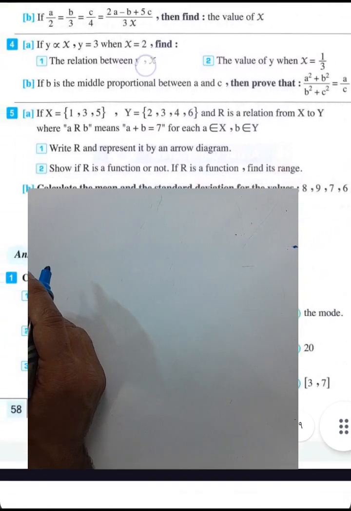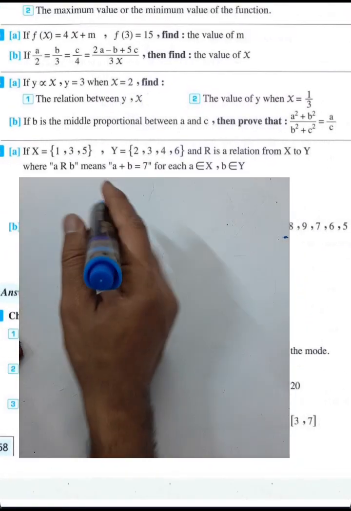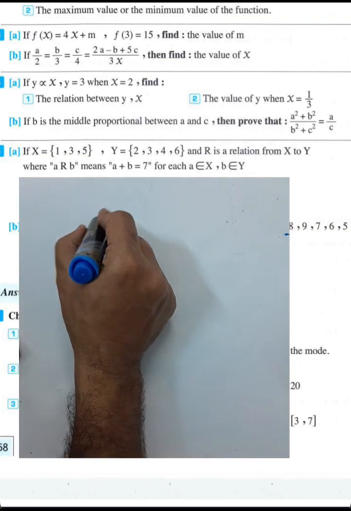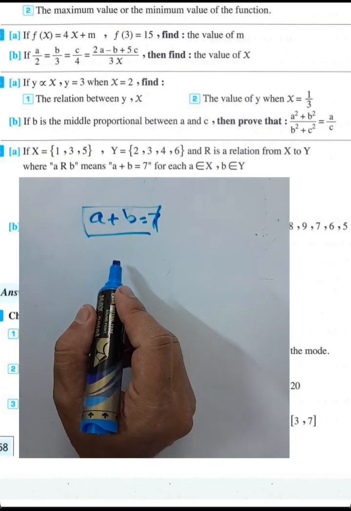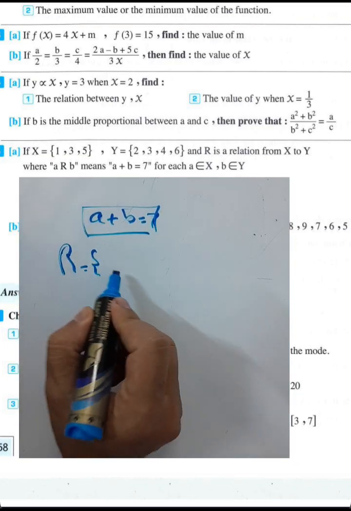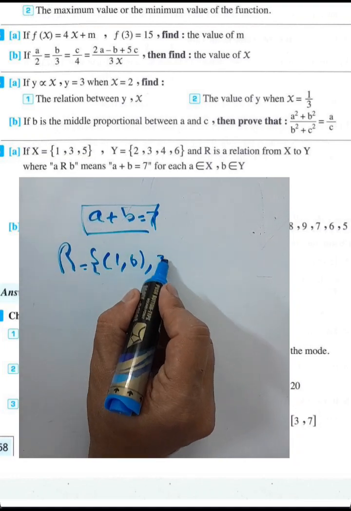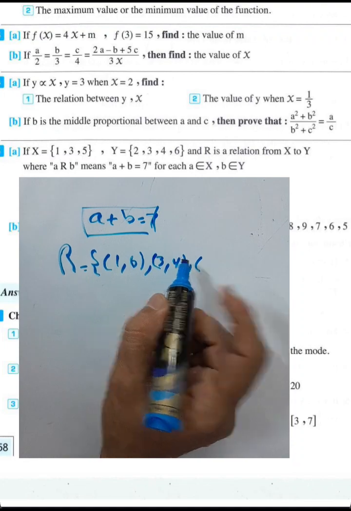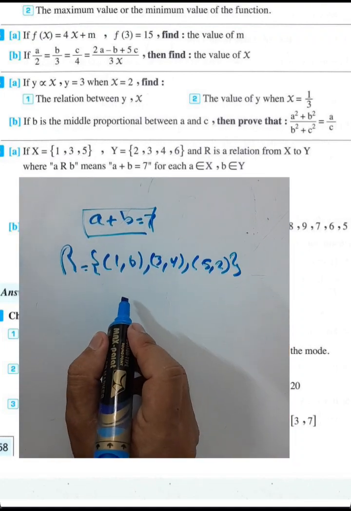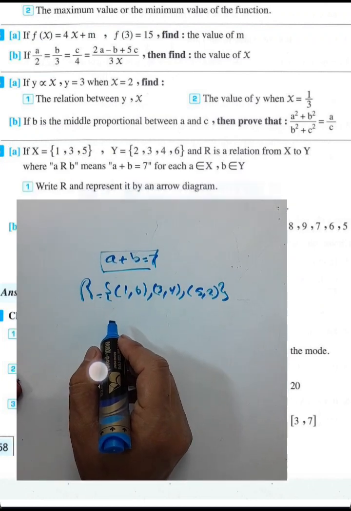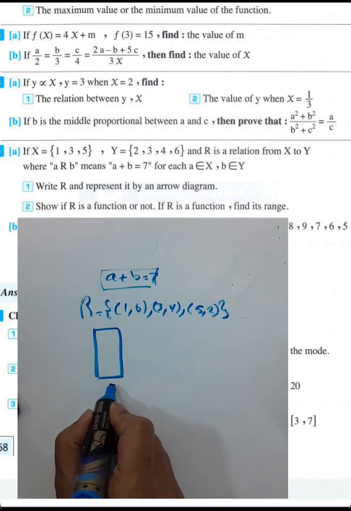Next question, x equal 1, 3, 5 and y equal 2, 3, 4, 5, 4, 6. He gives us the relation between a and b: a plus b equals 7, which a belonging to x and b belonging to y. We can find the relation between them. Put 1 plus 6 equals 7, and 3 plus 4 equals 7, and 5 plus 2 equals 7. And then he wants to find what? Okay, the relation, we draw it as an arithmetic diagram.